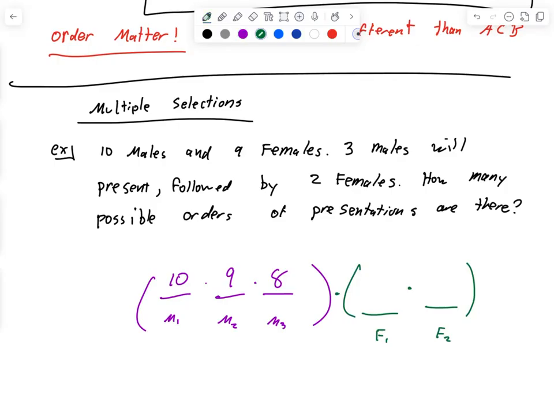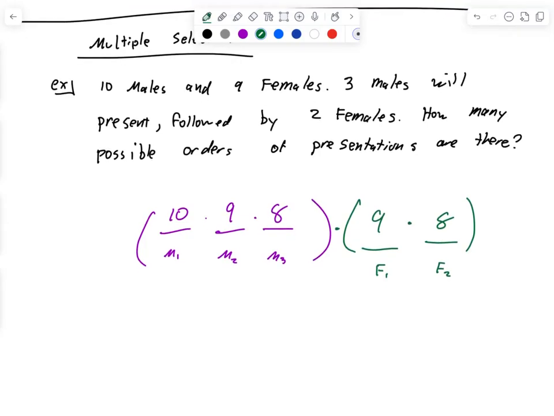All right, we get to the 4th presentation. We're selecting for the females now. It doesn't matter what happened with the males, there's females. How many different females can go first when the females are up? 9, and then 8 because they can't repeat. Now, this is the same thing as nPr 10, 3, times nPr 9, 2.